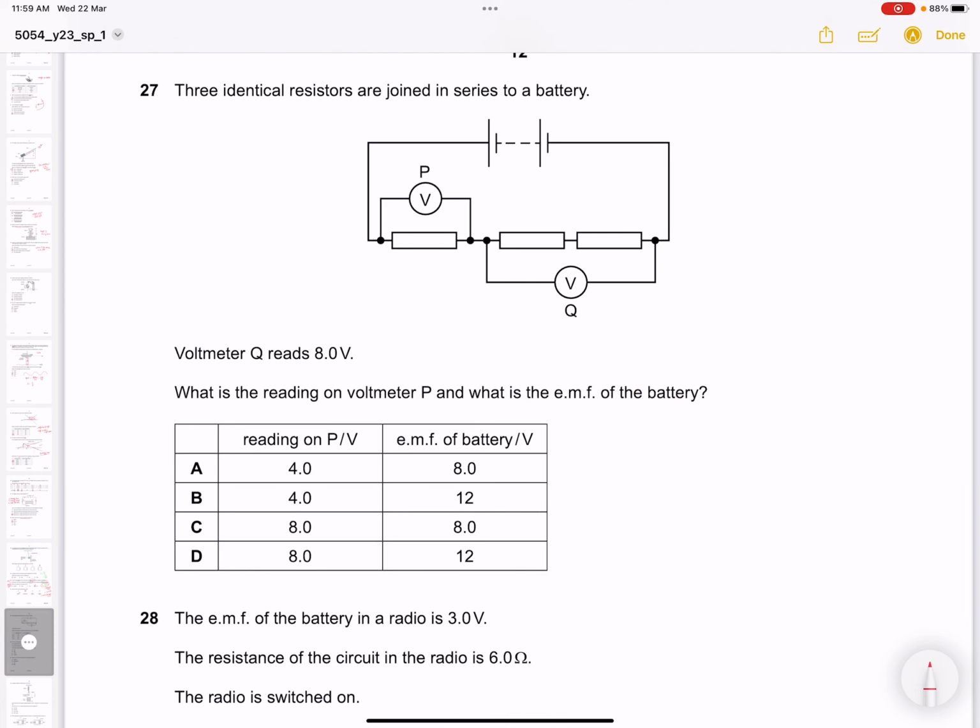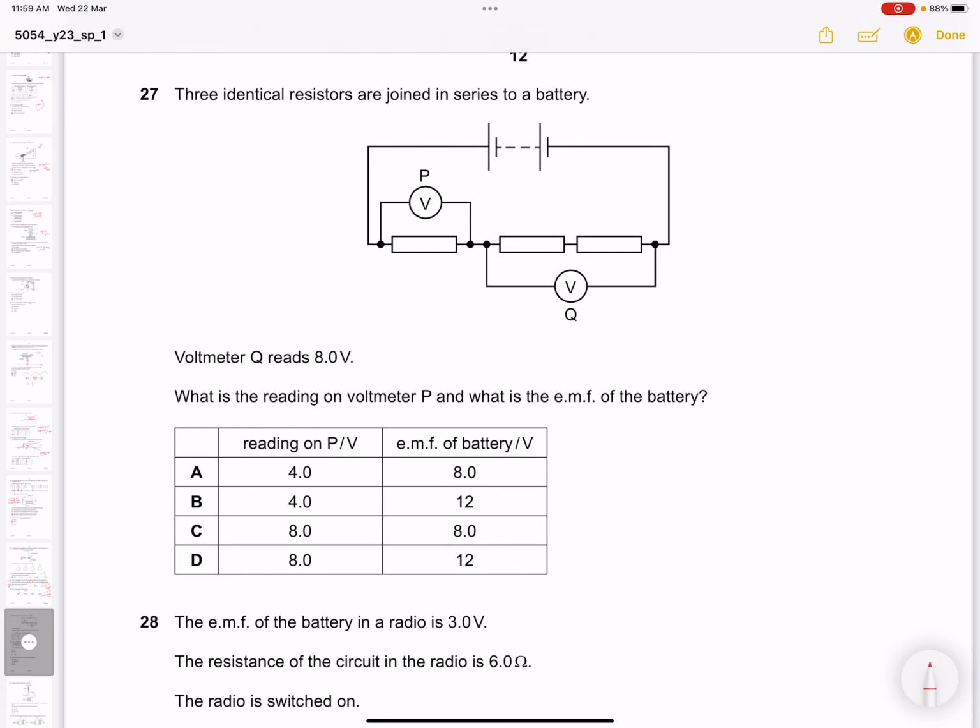3 identical resistors are joined in series to a battery. Voltmeter Q reads 8 volt. So here we have 8 volt. What is the reading on voltmeter P? What is the EMF of the battery? So we have to find out the reading here, what it should be, and the EMF of the battery.